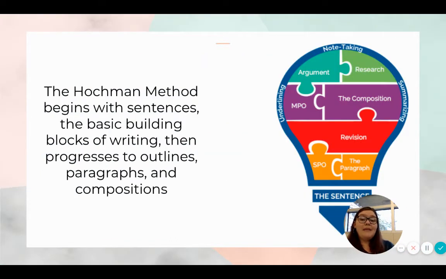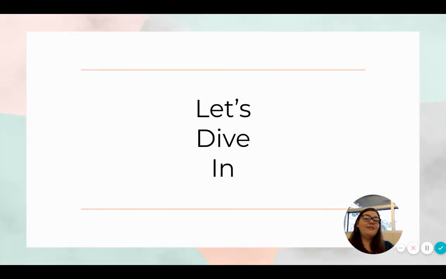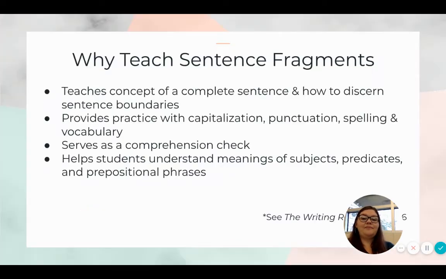The Hochman method begins with the sentence. We know the sentence is the basic building block of writing. Then it progresses to outlines, paragraphs, and eventually full compositions. But it all starts with the sentence. So let's dive into today's session.